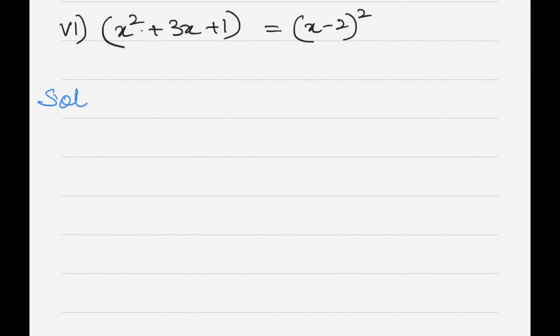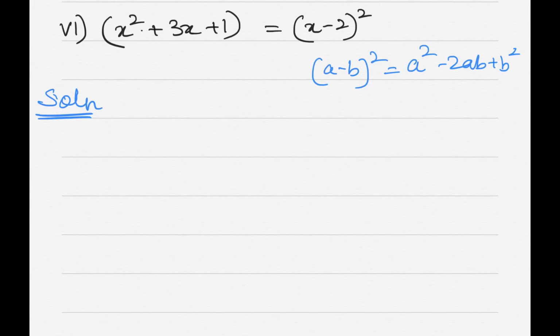On to my next part, sixth part. So now I have to use this identity, the formula a minus b whole square is equal to a square minus 2ab plus b square. That I need to use, right? Because on the right hand side we have it in the form of a minus b whole square. Let's start solving. So x square plus 3x plus 1 is equal to, a square will be x square, minus 2 into 4x and plus 4.